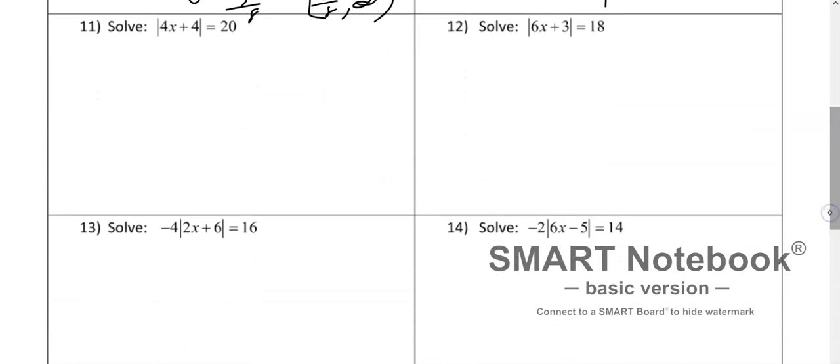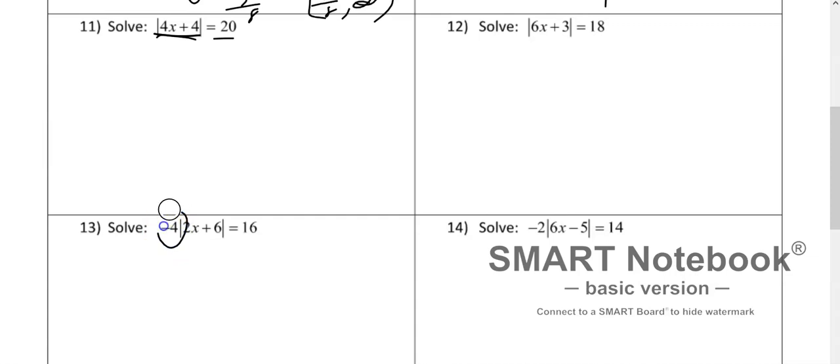All right, now absolute value. Remember, most of the time, you're going to get 2 answers. You might only get 1, but that's only if it's equal to 0. So if this is equal to any number greater than 0, you're going to have 2 answers. Remember that. Now, this one's simple because the absolute value is already by itself, unlike number 13.